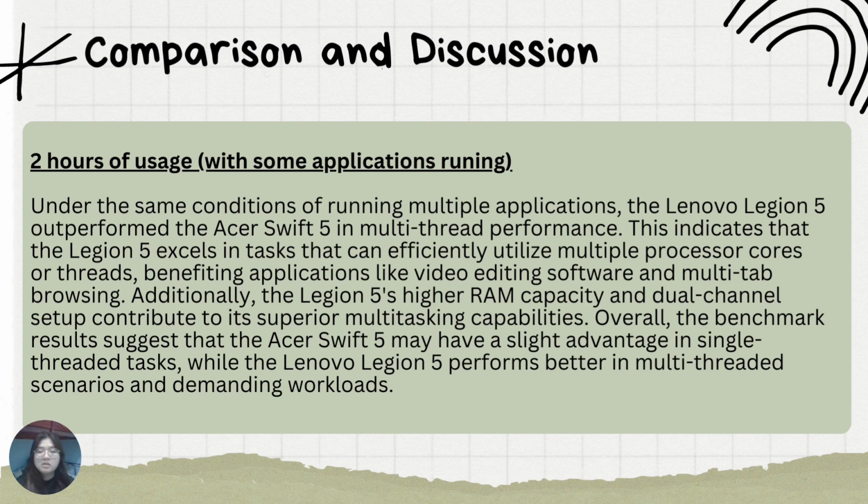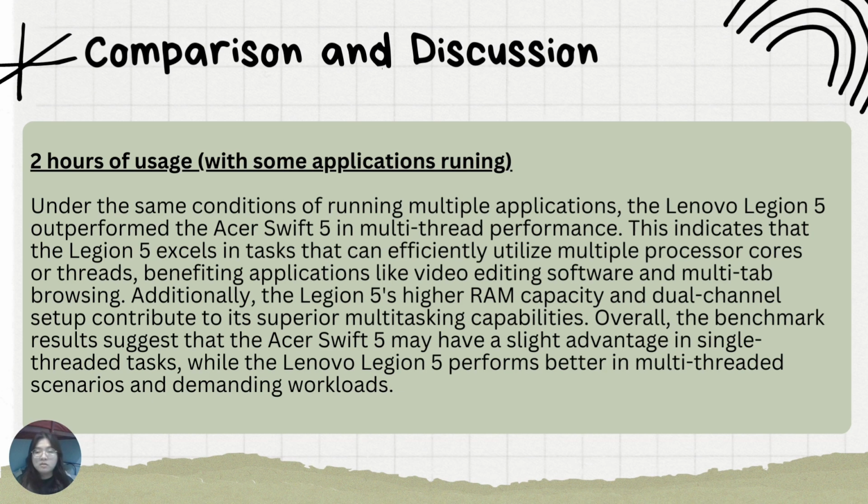Overall, the benchmark results suggest that the Acer Swift 5 may have a slight advantage in single-thread tasks, while the Lenovo Legion 5 performs better in multi-thread scenarios and demanding workloads.